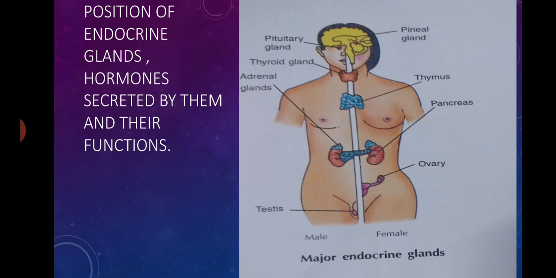The next one is the pineal gland. Pineal gland is a small rounded structure present in the brain, and this pineal gland also secretes melatonin hormone, which controls mood, sleep, and regulates the sexual cycle, and it also possesses anti-gonadotropic characteristics.